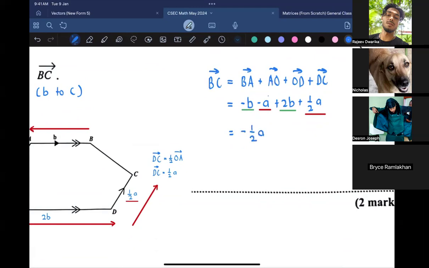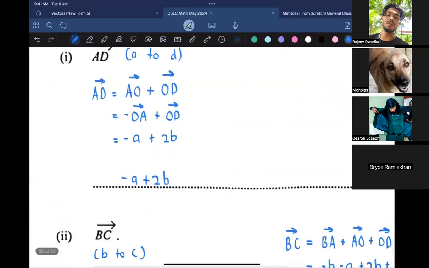And could somebody tell me, what is minus B plus 2B? Minus 1 plus 2, right? What's minus 1 plus 2? 1. Yeah. So minus a half A plus B. That's the answer. I could also write the answer as B minus a half A.